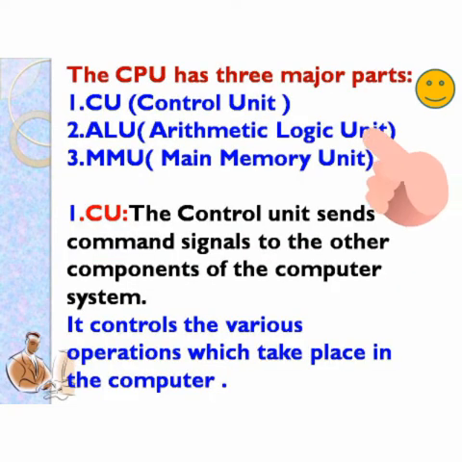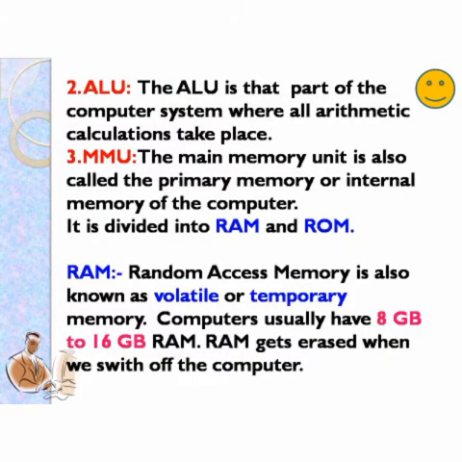The CPU has three major parts: CU, ALU and MMU. CU is control unit, ALU arithmetic logic unit, MMU main memory unit. First, CU. The control unit sends command signals to the other components of the computer system. It controls the various operations which take place in the computer, like inputs, processing, printing. Next, ALU. Arithmetic logic unit is that part of the computer system where all arithmetic calculation takes place.